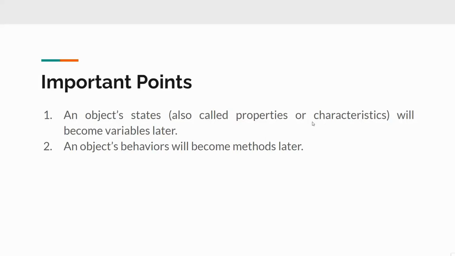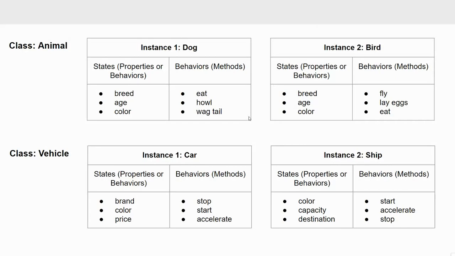Important points. An object states, also called properties or characteristics, will actually become variables later. Later ako ang i-demo ang code niya. And then, ang object's behavior will become methods later. Okay. Pag inani lang, okay, pwede rin mo siya tawagong behavior. Pero sa code na, in-code na nimo, ang iyang tawag na appropriate term is method.